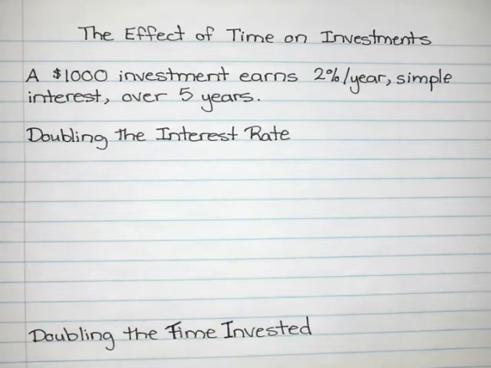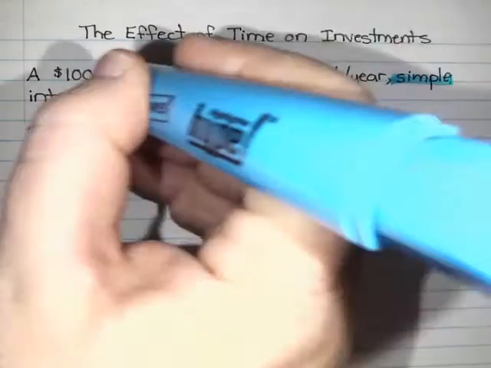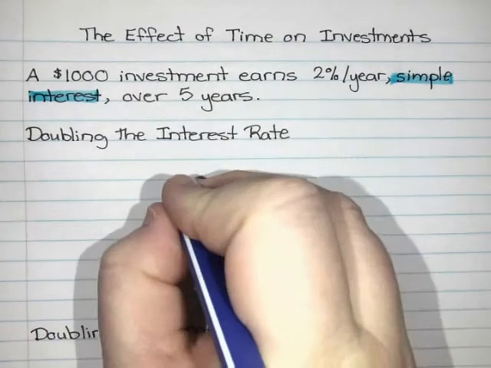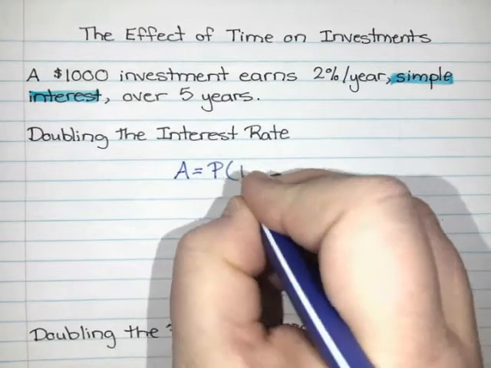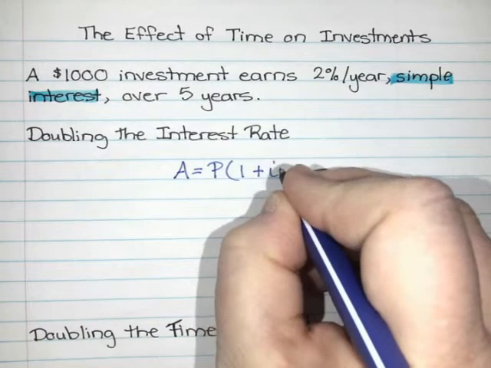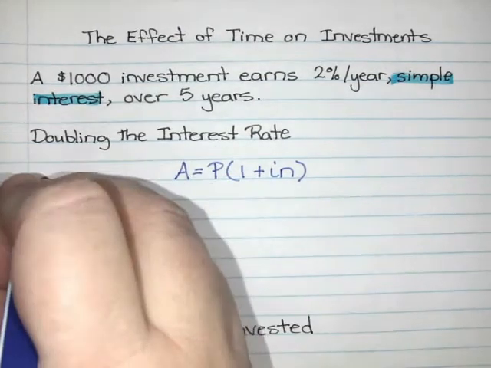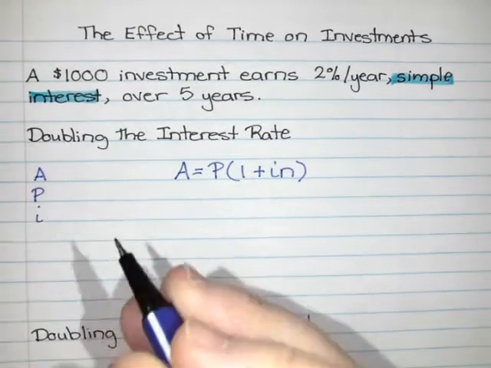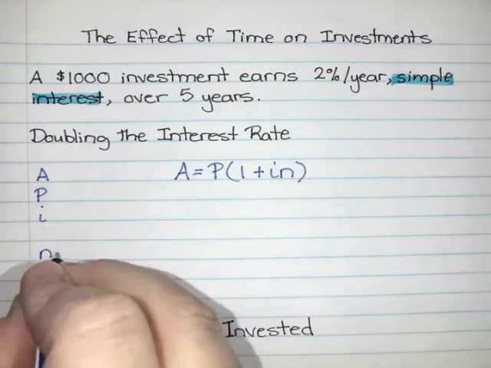So we're going to start with doubling the interest rate. I do notice when I read the question that it says simple interest. So I know that I'm going to use the formula A equals P times (1 plus IN). That's the formula for simple interest. And then down the side, I like to list A, P, I, which always requires a little bit of work so I leave a blank line for that, and then N.